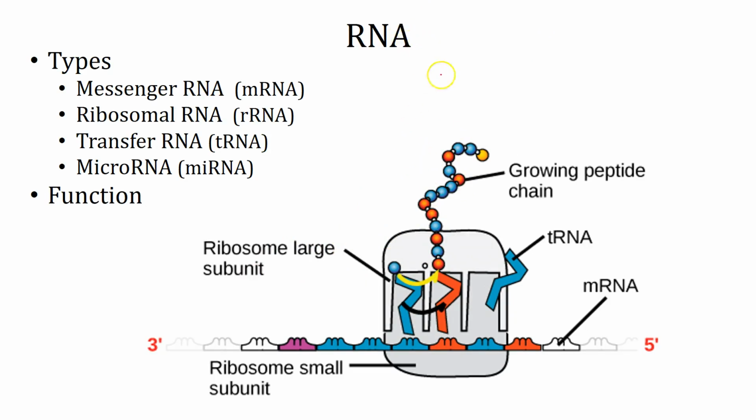So those are the different types of RNA. Again, these are more involved in making proteins, whereas DNA is more just the database. It's the place where the information is stored.